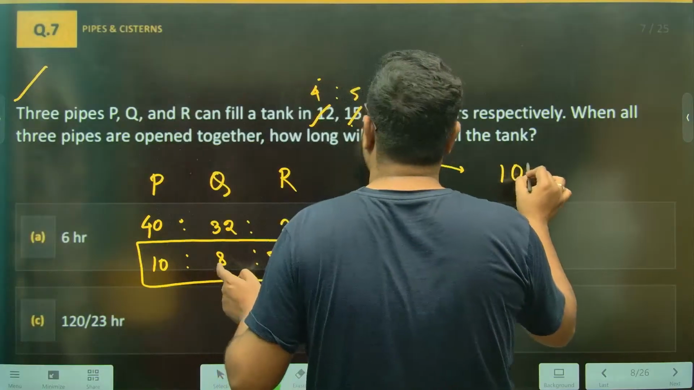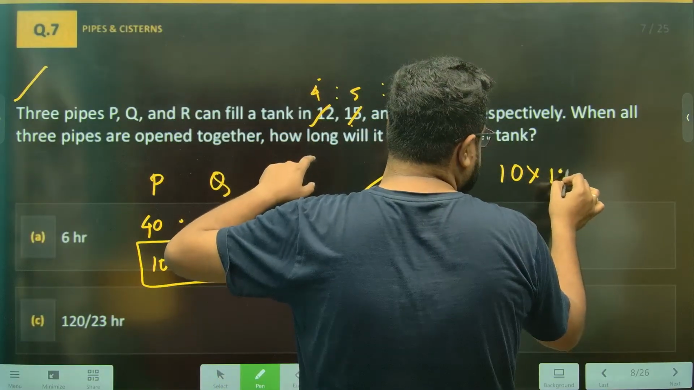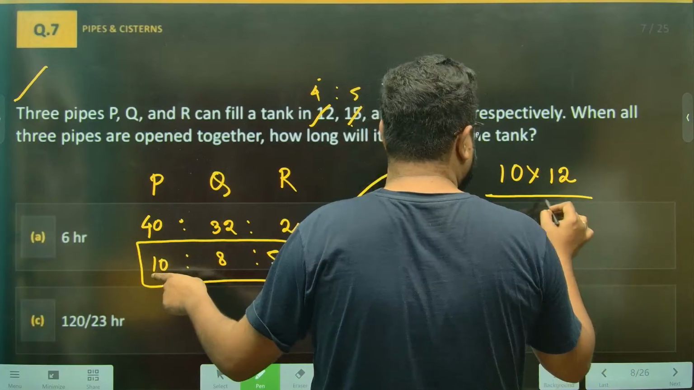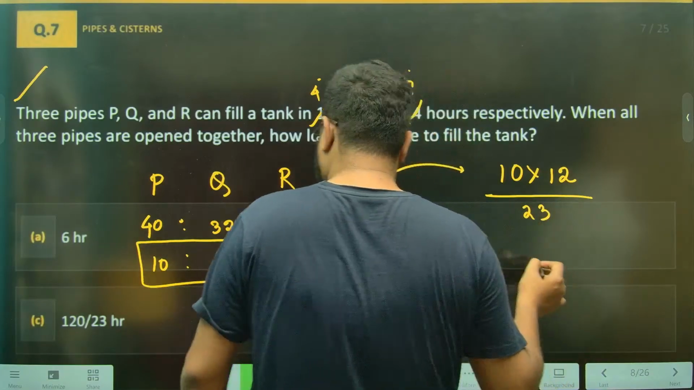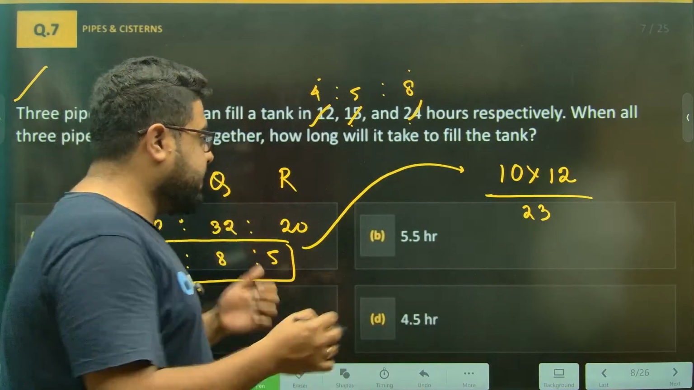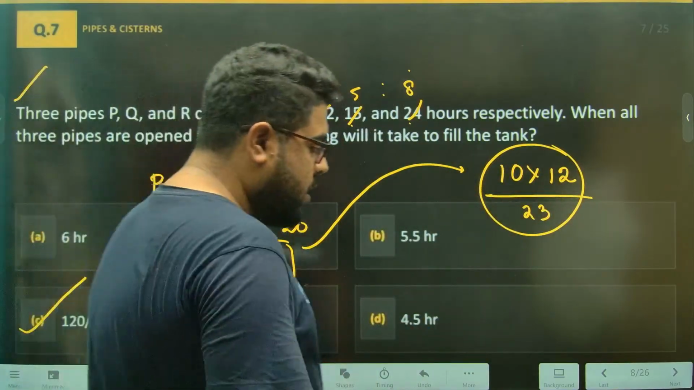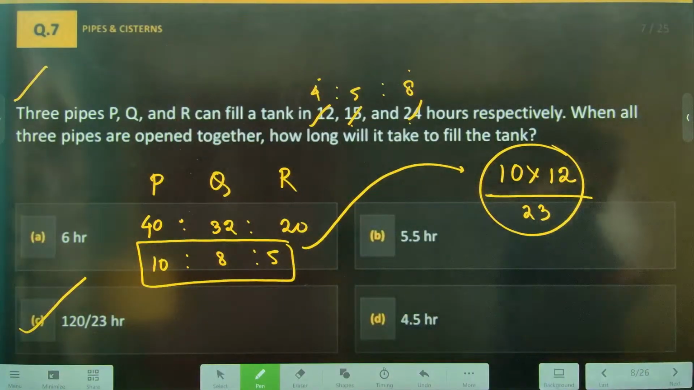fill 10 liters an hour, takes 12 hours to finish. So this is total by their combined efficiency, 8 plus 13, 23. So that means 120 by 23, that is there in option number C. Option number C, it is there. Very, very simple.